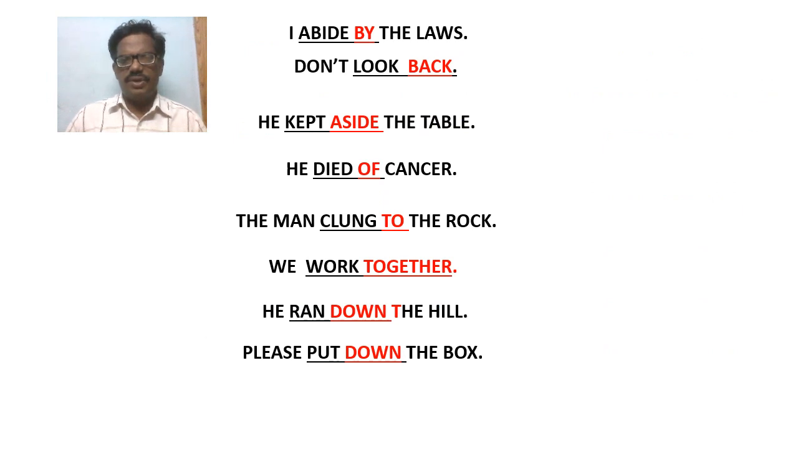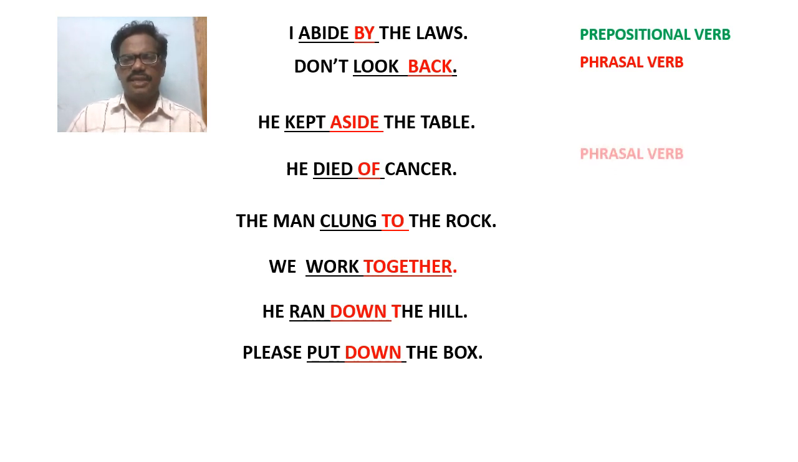In this set of examples, in the first sentence, the multi-word verb abide by is called prepositional verb. It is because by cannot be separated and cannot be placed after the object. And in the second sentence, the multi-word verb is called phrasal verb because it has no object after it. And in the third example, the multi-word verb is called phrasal verb because here the particle aside can be separated and can be placed after the object, that is table.